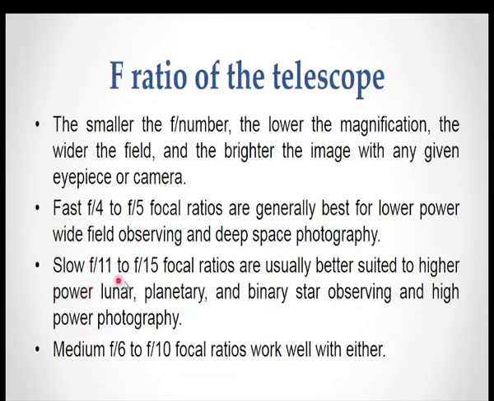Then slow f11 to f15 focal ratios are usually better suited to higher power lunar, planetary and binary star observing and high power photography. So, if you want to go for deep space photography, you need to choose a telescope with fast f ratio between f4 to f5. If you want to go for lunar, planetary and binary star observing and high power photography, you have to go for a telescope with slow f11 to f15 focal ratio. Then the medium f6 to f10 focal ratios will work in both cases.